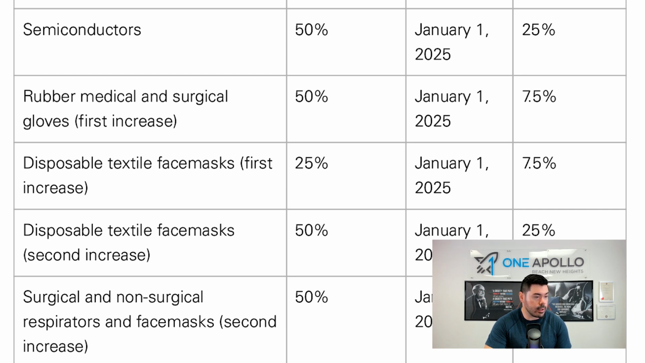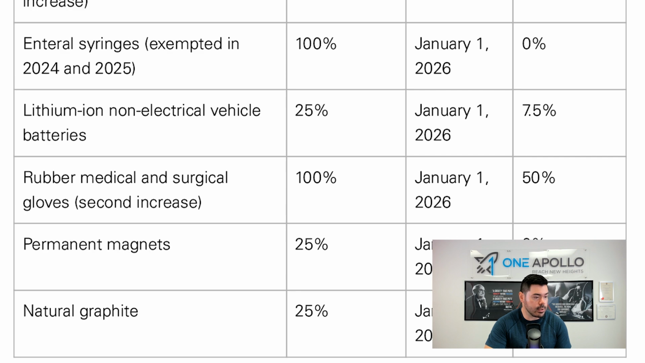And you can see here that the bottom half of the table is the second part of the tariffs taking place on January 1st, 2026. That means that Trump, or this administration now, is giving time for those players in those industries to make the right moves to avoid those future tariffs.